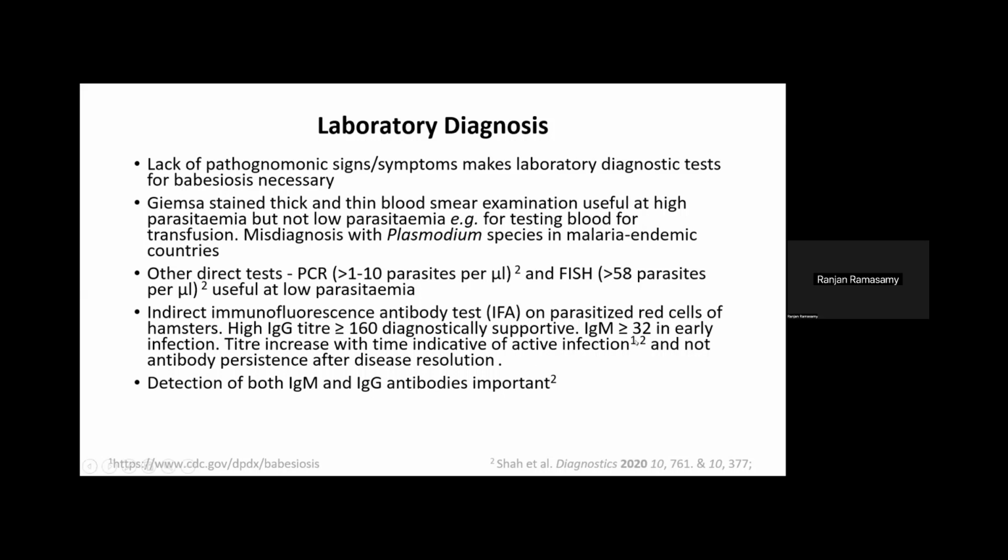To detect active infection rather than resolved infection, because antibodies do persist after disease is resolved, one needs to test the antibody titers at different time intervals so that an increase in titer is indicative of active infection. And we've also shown that detection of both IgM and IgG antibodies is important because IgM may be the only antibody present very early on in the infection.